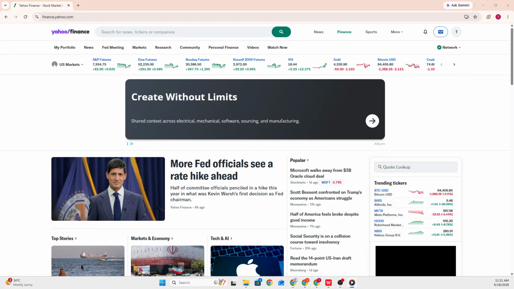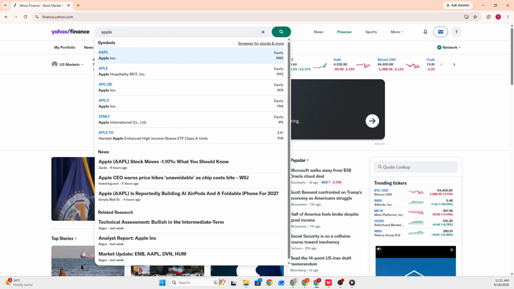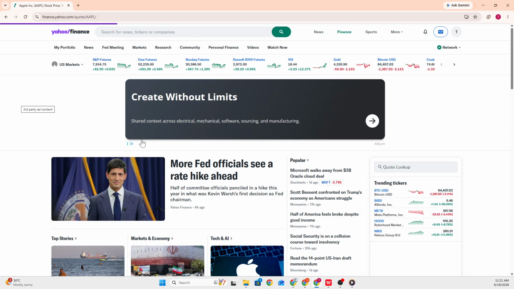In today's video, I will walk you through how to read a stock ticker from Yahoo Finance. To begin, search for the company you want to analyze on Yahoo Finance. In this example, search for Apple and select the stock with the ticker symbol AAPL. Once the stock page opens, you'll be able to see several pieces of information.